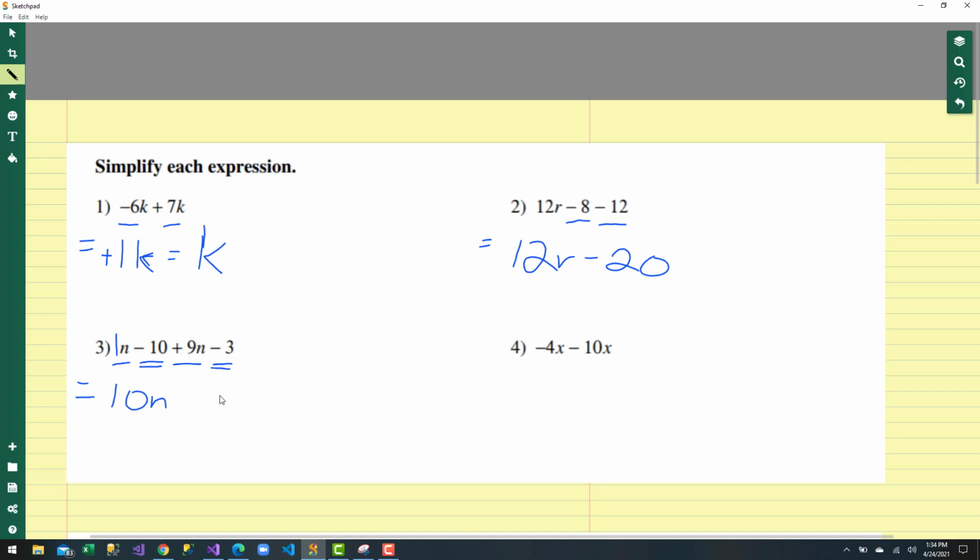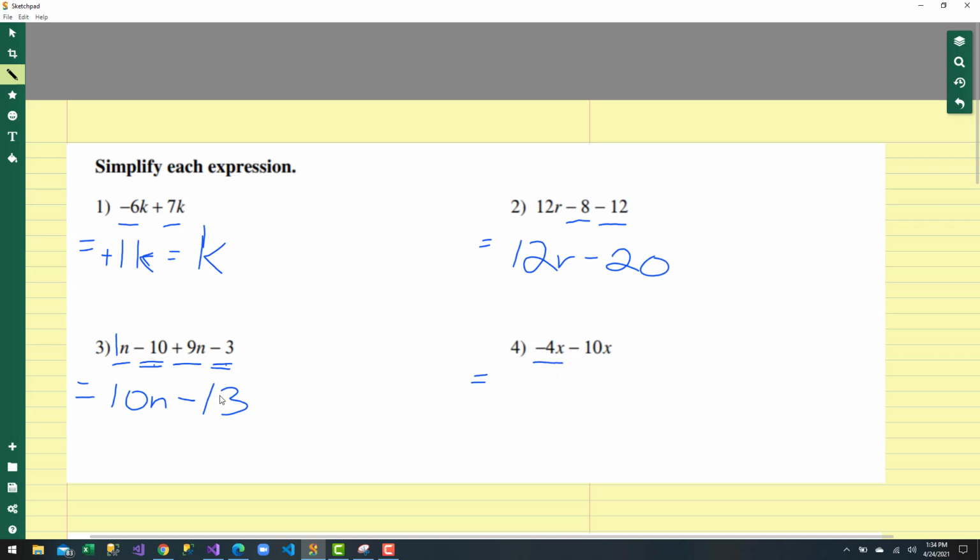Okay. And then now I look at the integers. Negative 10 and negative 3. That's same sign. So I copy the sign. That's negative. And add the numbers. 10 and 3 is 13. So the answer is 10n minus 13. Let's move on to number 4.